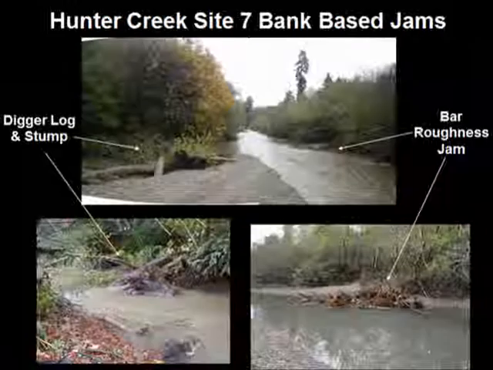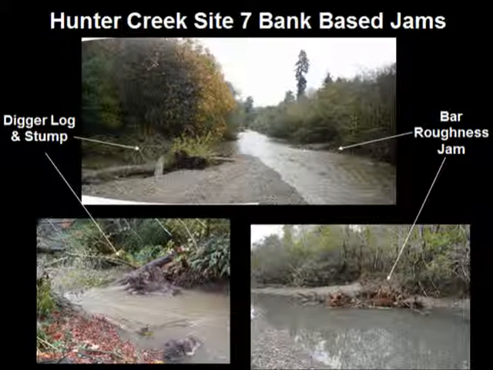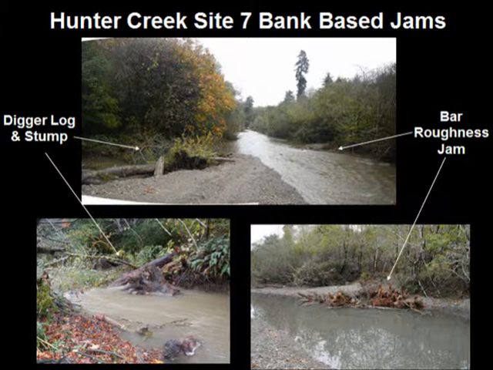So moving further downstream, here's bank-based jam, just part of the overall complexity that we're adding in. Bar roughness jams, I've been experimenting with just putting coarse wood that isn't great enough to go into a bar apex jam, to try and induce bar formation and to rack driftwood and drifting wood through the water column. And these are very low-cost structures. They take, you know, just a couple hours to build, and the wood that you're using can be gained from slash piles, basically.